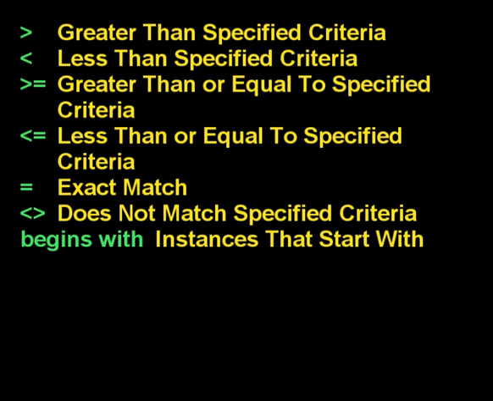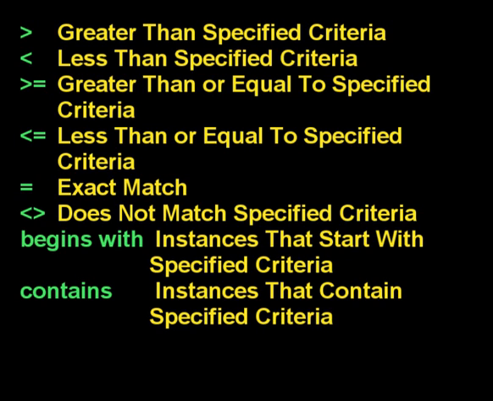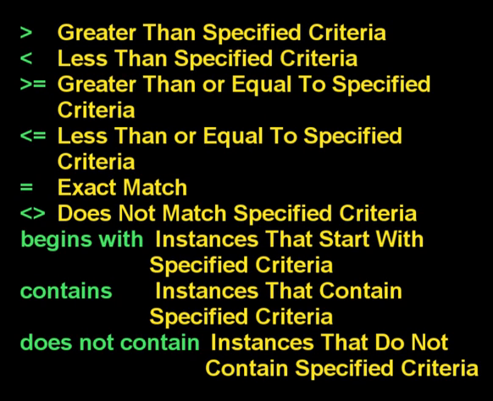Now let's look at a few word expressions. Begins with is used when you want to find index values that begin with a certain set of letters. If you would like to find index values that contain a set of letters anywhere in the index field, use the contains option. You can also remove items off the grid by using the does not contain option, which will remove cases where the index value does not contain any of the letters specified in the criteria.